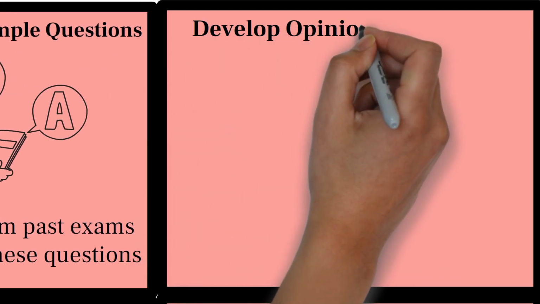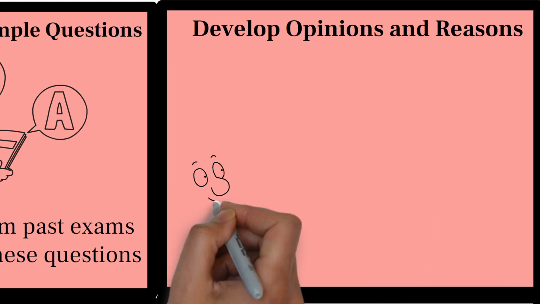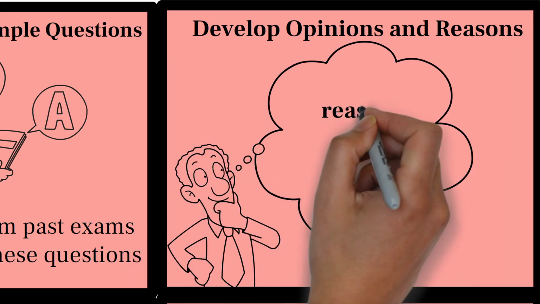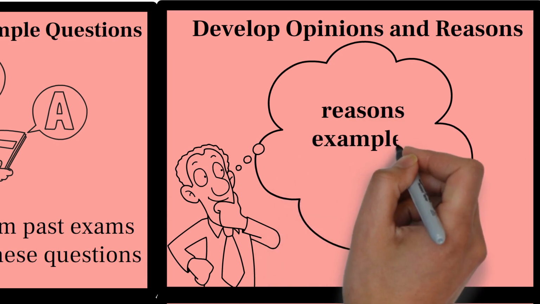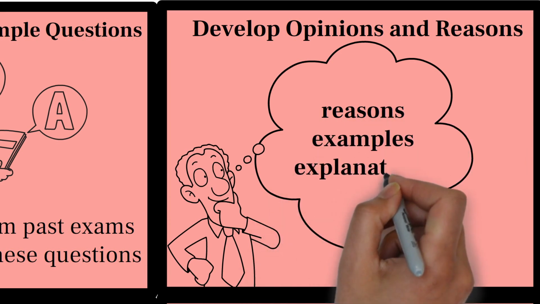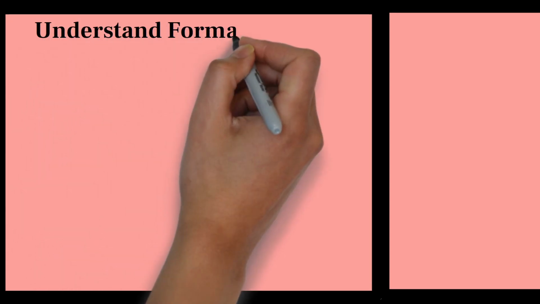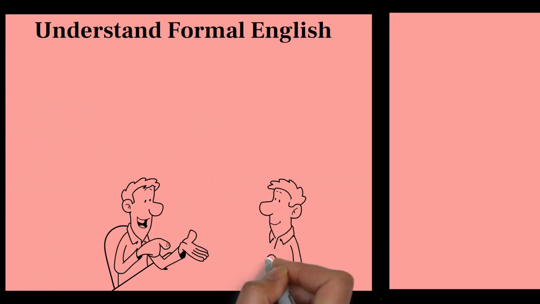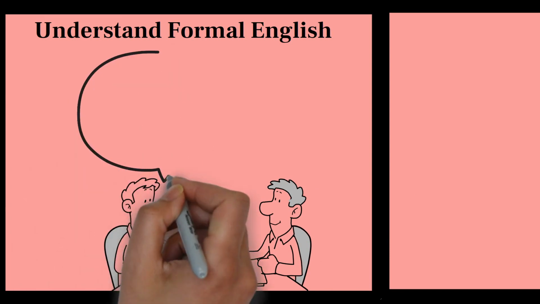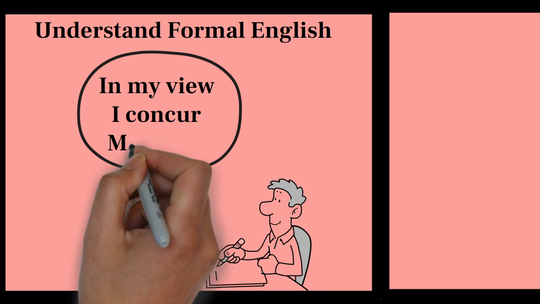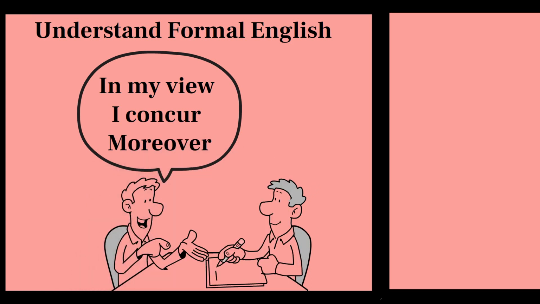Develop opinions and reasons. Be prepared to express your opinions on various topics. Practice articulating clear and supported viewpoints. Practice providing reasons, examples, and explanations to justify your opinions. Understand formal English. Part 3 often requires more formal language. Practice using formal expressions, such as in my view, I concur, and moreover.